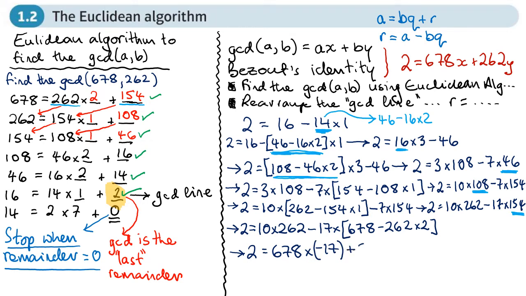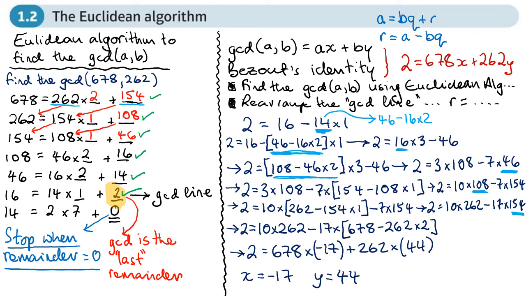And how many lots of 262? That's going to be 44, I believe. So we've written 678 and 262, multiples of these is equal to the greatest common divisor. So we've solved this problem here, and what we've got is x equals negative 17, y equals 44, and you can use your calculator to check that that answer actually does work.